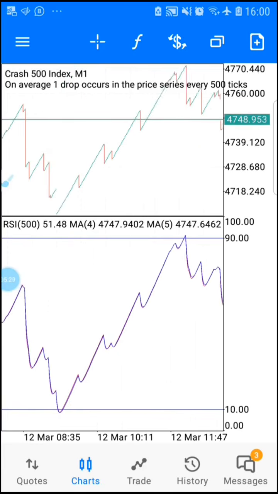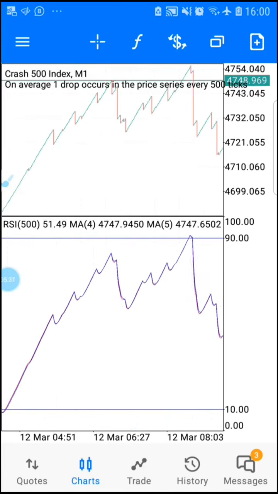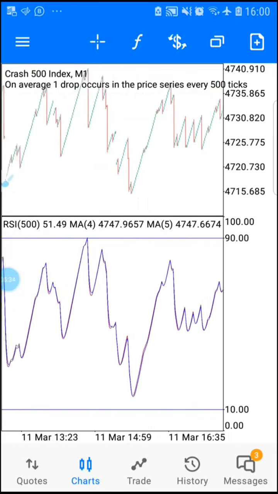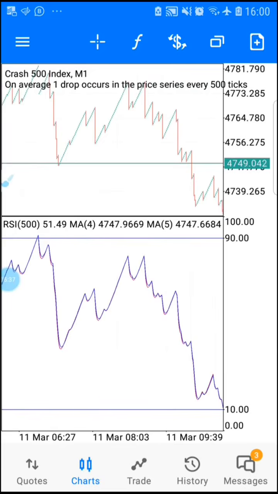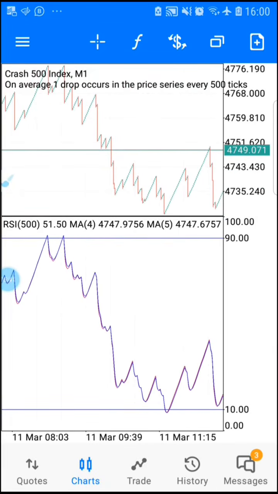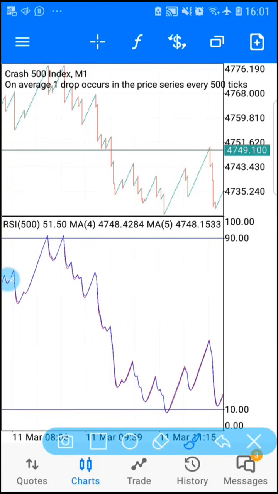So let me show you an example here. Let's find an example we can use. All right, here's an example. The market came up and touched this 90 level. When it touched that 90 level, we can see we experienced a spike down.